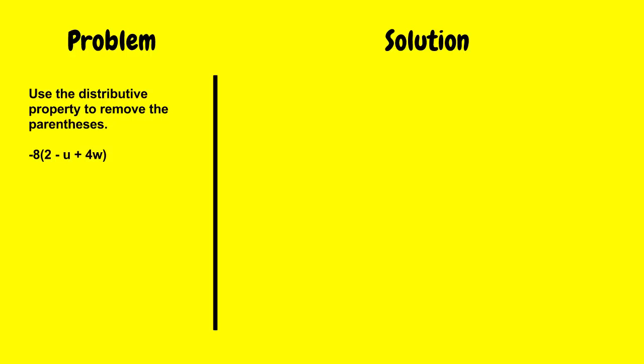Let's look at a problem. Here it says use the distributive property to remove the parentheses. So what I'm going to do is multiply. And one thing I pay attention to avoid any confusion is the signs of each number. So here I have a negative 8 and this is a positive 2. And I can see it's a positive 2 because there's no minus sign in front of it. So what I do is I say, okay, negative 8 times positive 2. And then here I have a negative 8 and I'm multiplying that with a negative u. So negative 8 times negative u. And then here I have negative 8 times positive 4w. So negative 8 times positive 4w.